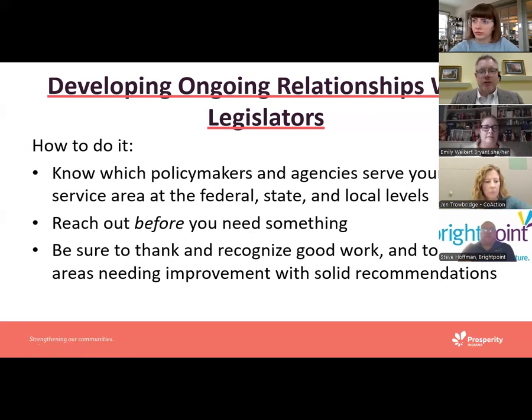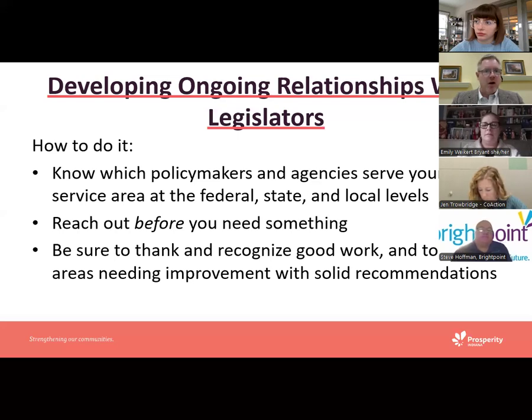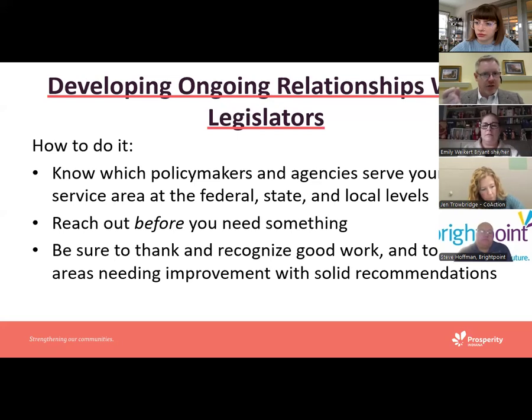So first of all, it's really important to know which policymakers and agencies serve your entire service area at the federal, state, and local levels. We'll be talking a lot about the state level here today, but it's important to know across all those branches. The first step is to make sure that you're thinking about the legislators that cover your full service area, not just the address where your office is located. And we'll give you a tool for that here in a minute.